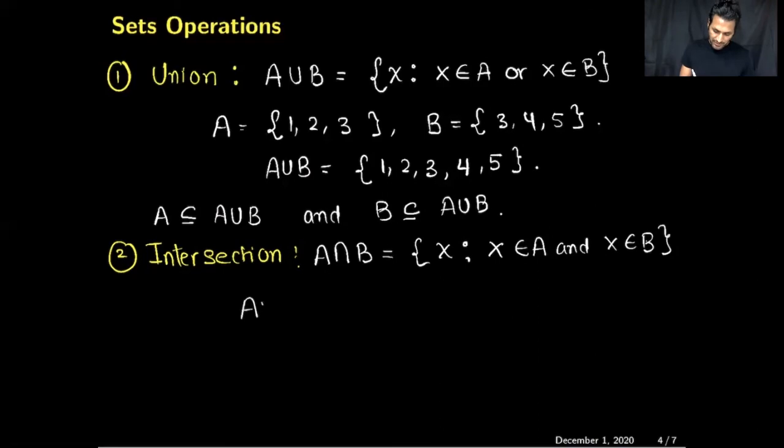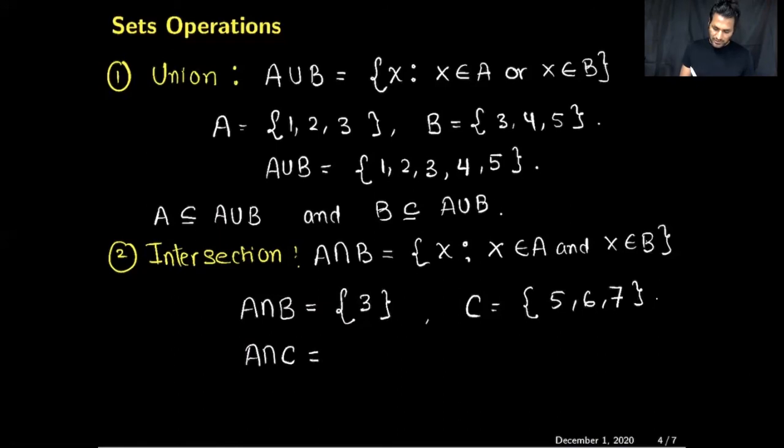For example, in the example I have above, A intersection B is {3}, because 3 is the only element which is common between A and B. But if I have another set C, which is 5, 6, and 7, you can see that A intersection C now has no elements in common. When there are no elements common between the two sets, we write it as the empty set with the Greek letter phi.